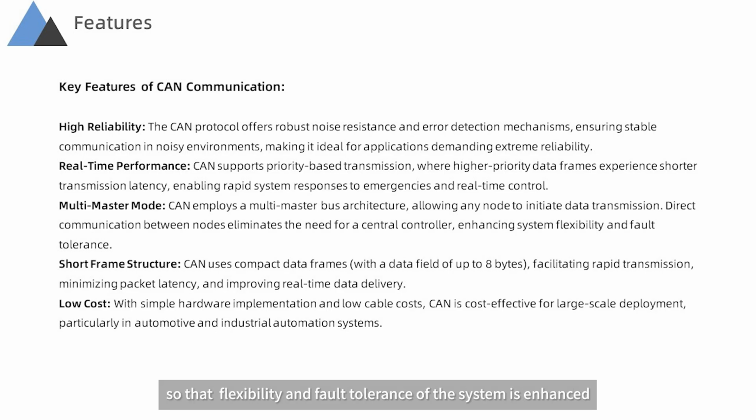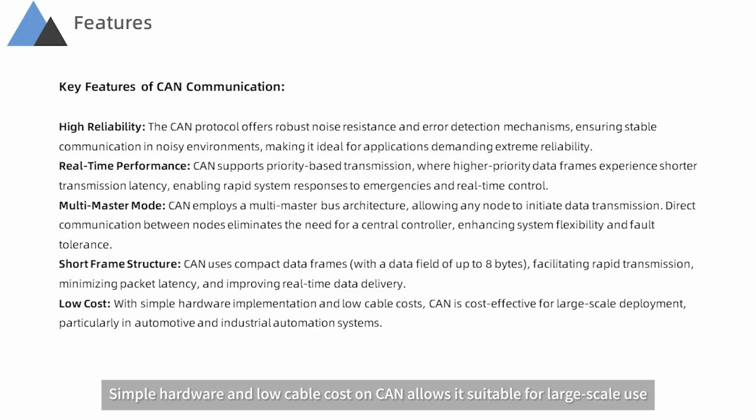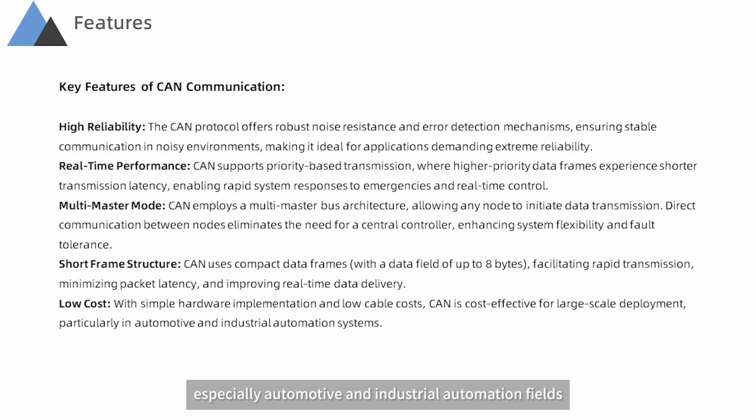so that flexibility and fault tolerance of the system are enhanced. CAN has a short data frame with up to 8 bytes of data, which is conducive to rapid transmission and less data latency, so that it delivers more real-time data transfer. Simple hardware and low cable cost allow CAN to be used at large scale, especially in automotive and industrial automation fields.